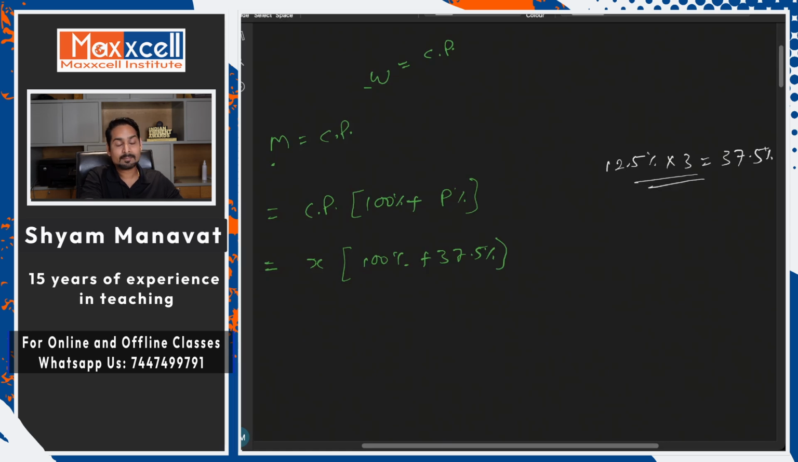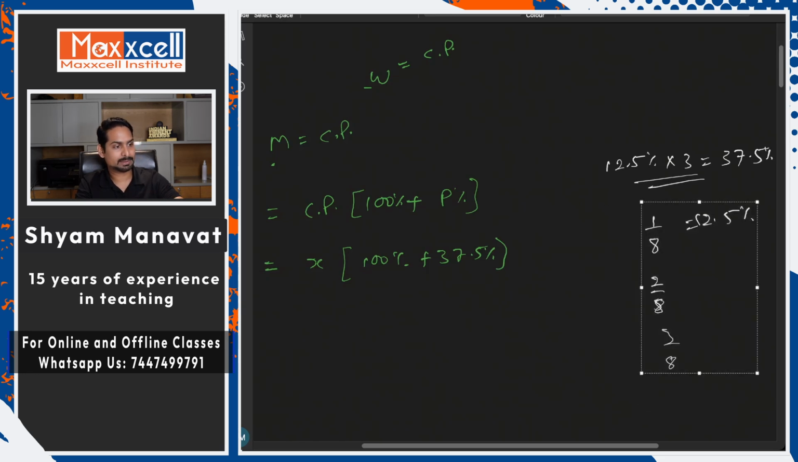How do I know? Did I learn this value by heart? No, you have to practice as much as possible. So practice the fraction percentage table also. If 1 upon 8 is 12.5%, what is 2 upon 8? What is 3 upon 8? That we need to learn till 8 upon 8. So we will do this practice some other day. As of now, let's focus on the question here.